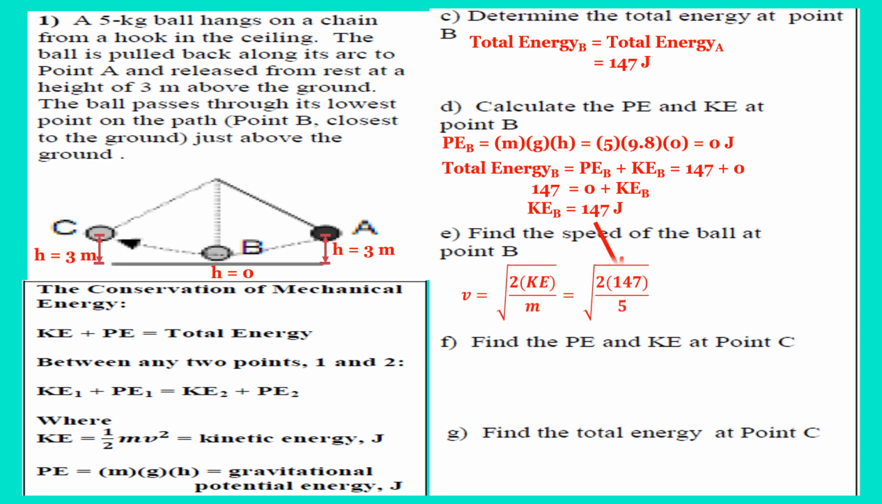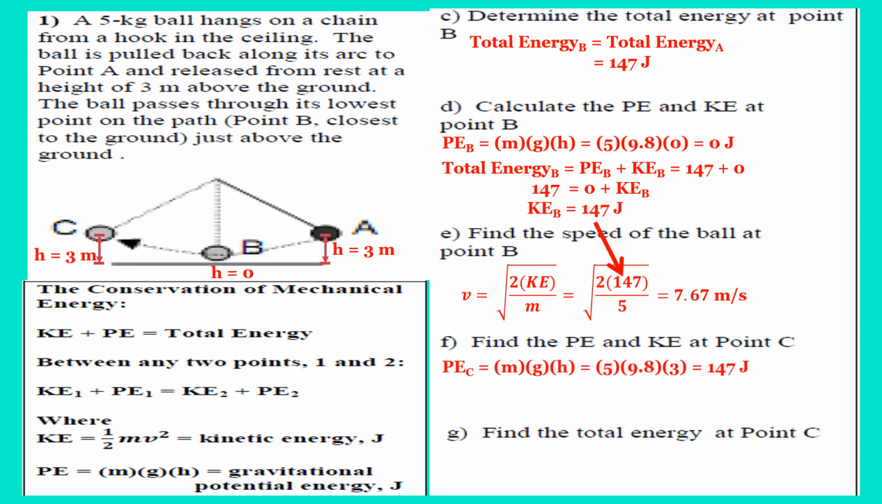Find the speed of the ball at point B. Using the formula v equals square root of 2 times KE over m, we have 2 times 147 divided by 5, which is equal to 7.67 meters per second.